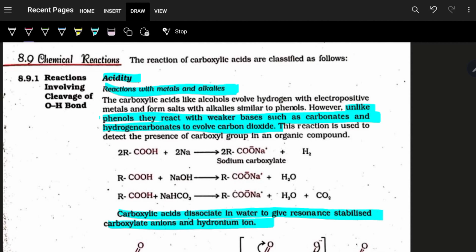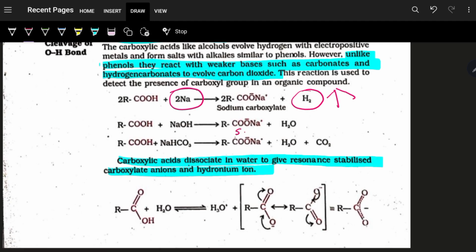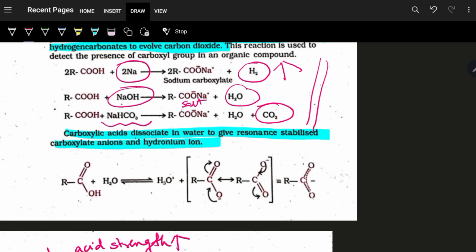After the preparation and the properties, we move on to chemical reactions of carboxylic acid. Since it is an acid, the main role will be the acidic behavior. To show the acidic behavior, you can show the liberation of H2 with an active metal like sodium, the formation of salt and water with a base like NaOH, and the liberation of CO2, carbon dioxide, with bicarbonates. These are the evidences that show the acidic behavior of carboxylic acid.